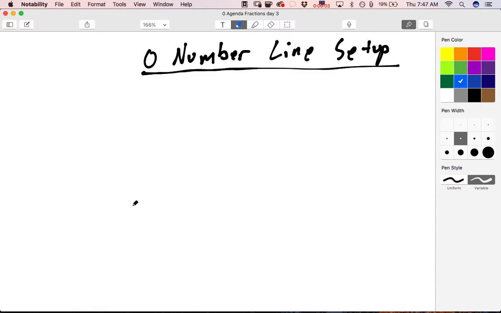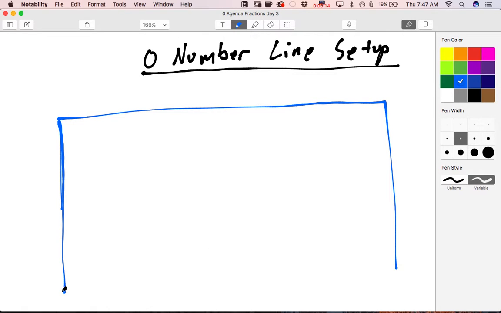Okay, so we're looking at station 0 number line setup. Now what we're doing for the number line setup is here's your poster paper that you're given. So let me draw a quick outline of your poster paper. It should be a long strip of white paper.